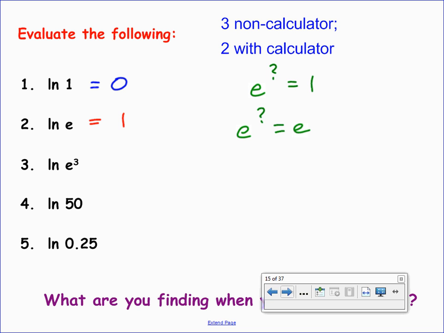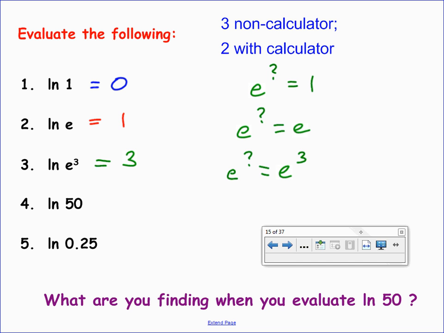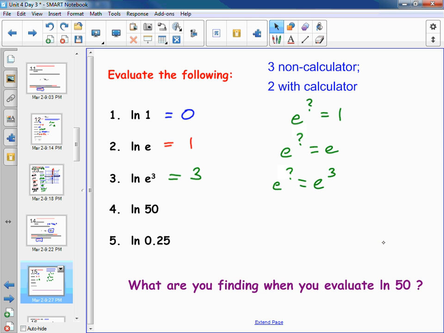ln of e cubed, what exponent question is that? It's saying e to the what exponent equals e cubed. What? E to the what equals e to the third? Well, e to the third equals e to the third. You're trying to fake me out? All right. Is 50 a perfect power of e? 2.718? No, nor is 1/4, but it's asking an exponent question. It's saying e to what exponent equals 50, and so we'll be able to reason that out a little bit as well. First, let's go ahead and check with our calculator.